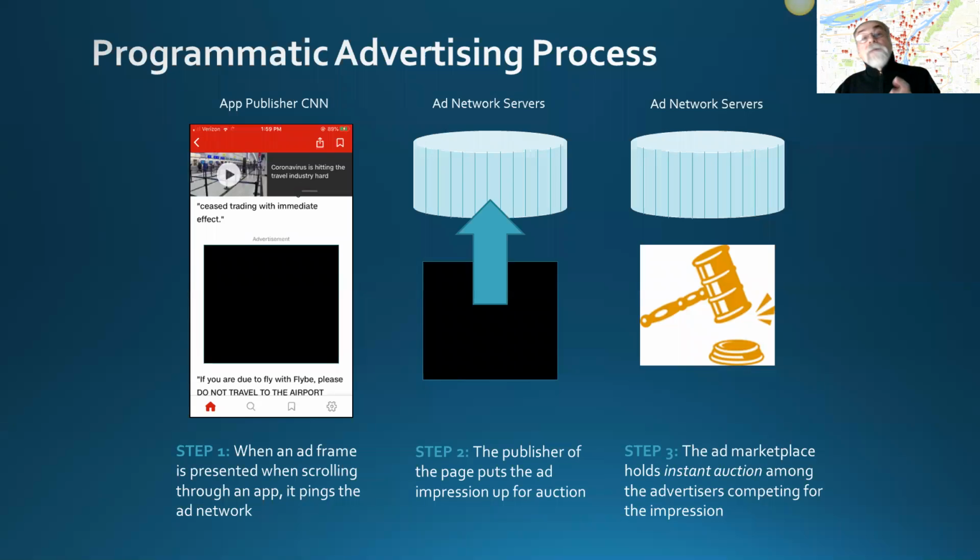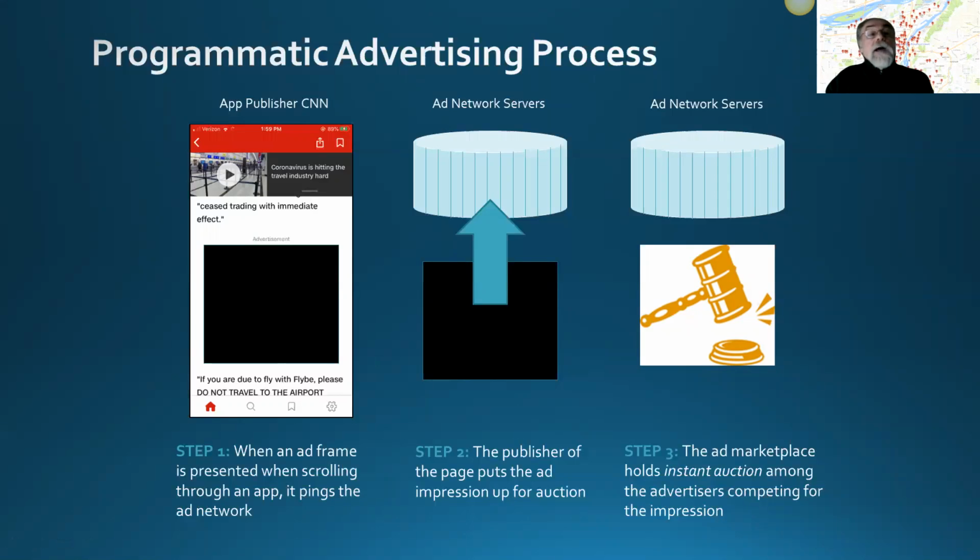Next, the programmatic advertising process. Now, have you ever been on your phone scrolling through, well, this is CNN, and you get a blank screen that basically says advertisement across the top, and it might be gray or sometimes black. And it's basically a second or two before that gets populated with an ad. Well, what's happened there is what we call instant auction bidding.